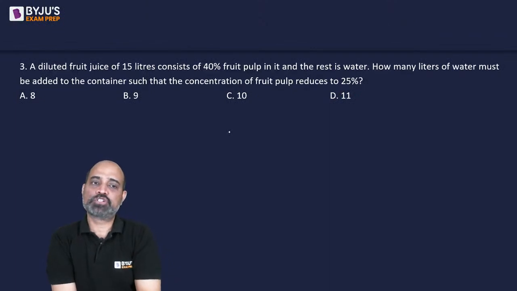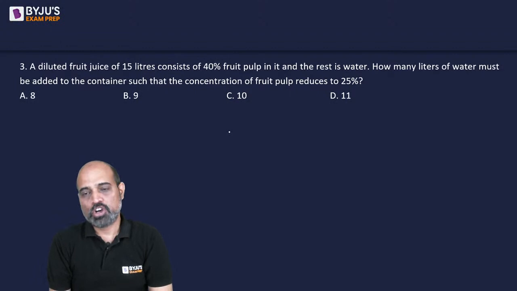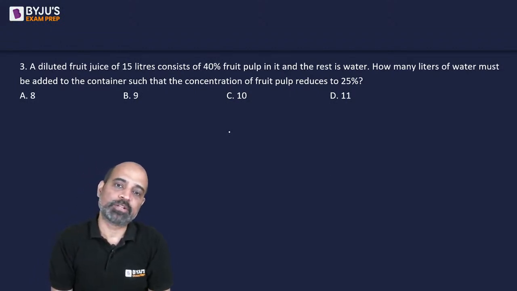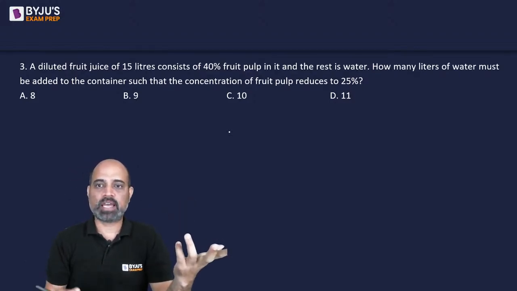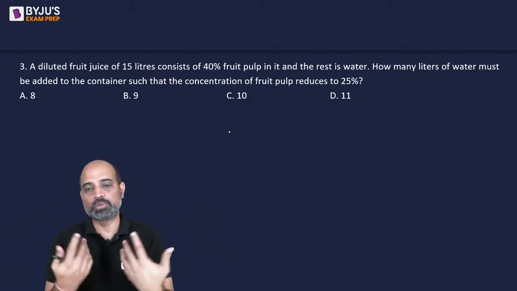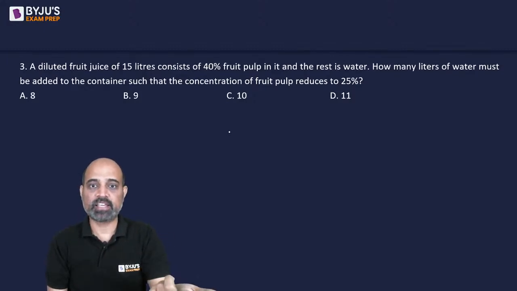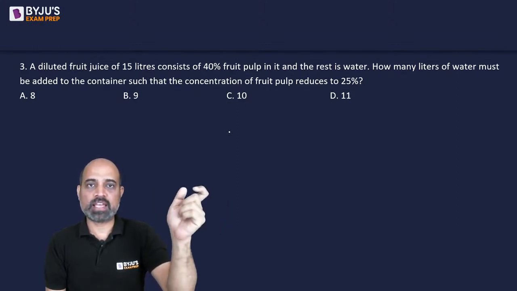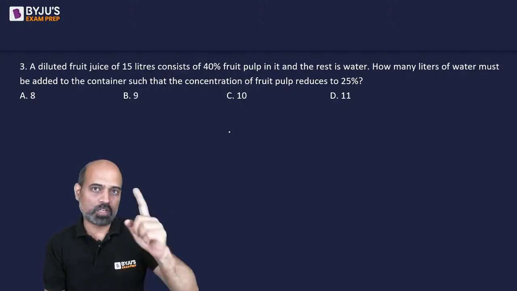Okay, the next one. A diluted fruit juice of 50 liters consists of 40% fruit pulp in it and the rest is water. How many liters of water must be added to the container such that the concentration of fruit pulp reduces to 25%? You have diluted fruit juice and then water. दो चीजें आ रहे हैं साथ में. Whenever two or more than two things come together, it's averages. So I can solve this using averages. Second thing, diluted fruit juice means you will have fruit juice and water. Dilute मतलब water होता है. And out of these two, only water is getting added.